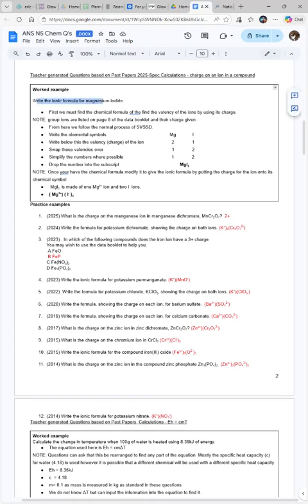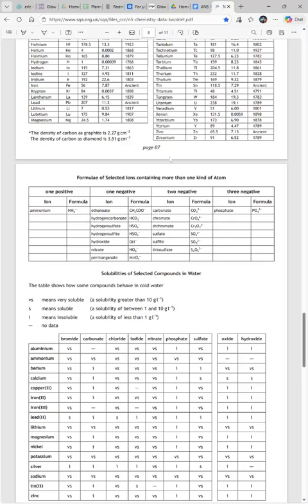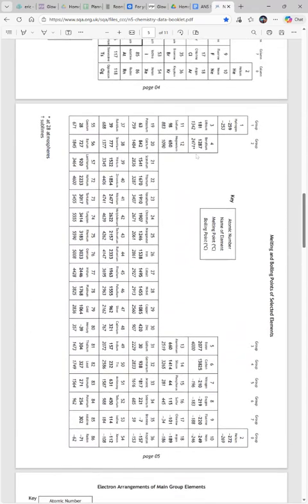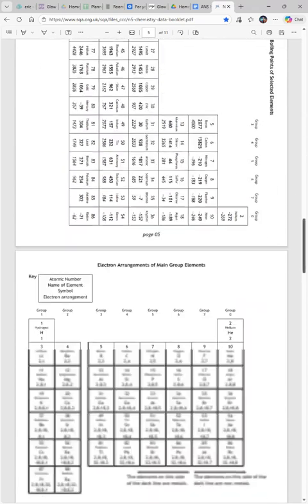In terms of writing the ionic formula for magnesium iodide, it's very similar initially to writing the compound formula for a molecular compound. First we must find the chemical formula of the ions we're using. Magnesium has the atomic symbol Mg and iodine has the atomic symbol I. We then look to find the valency of these ions. If we look at our data booklet, we can go up to magnesium.